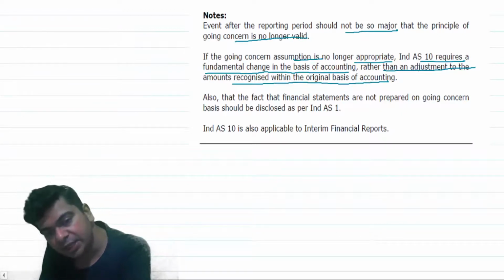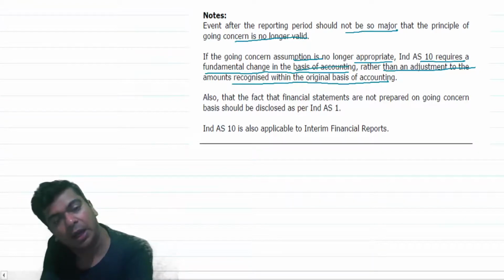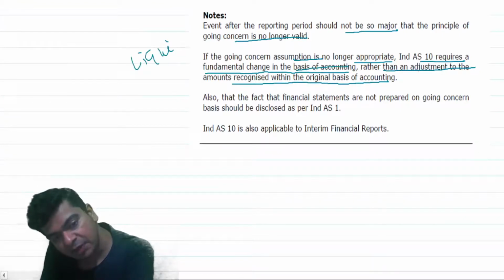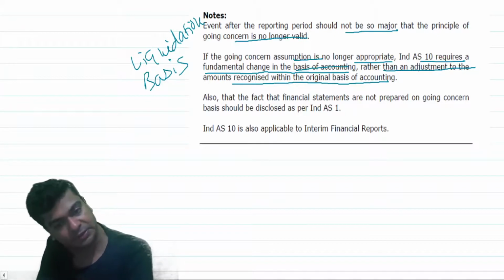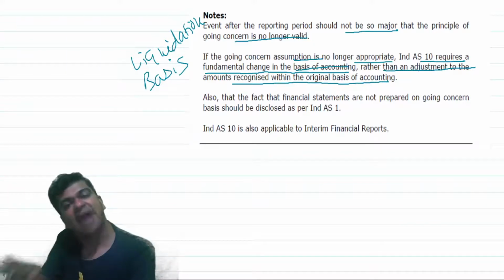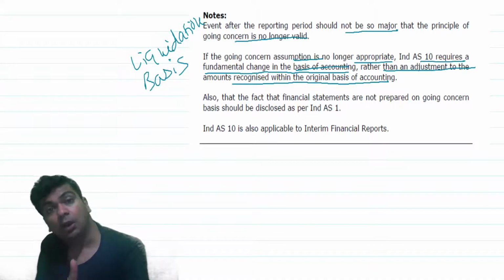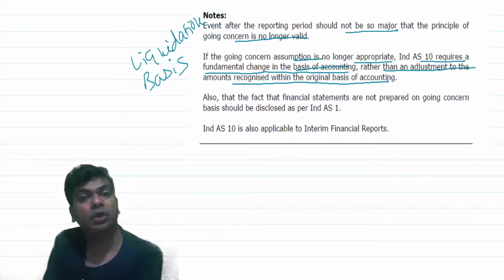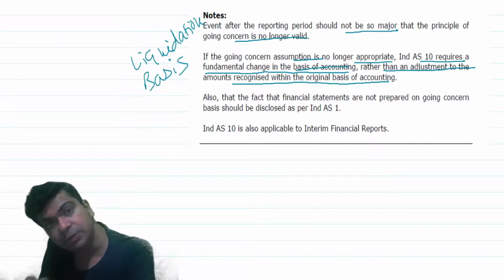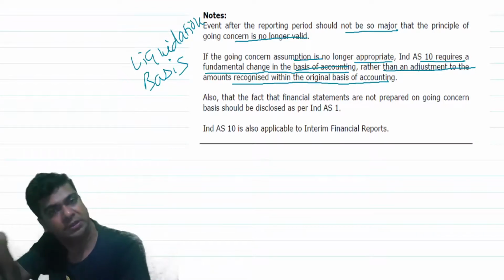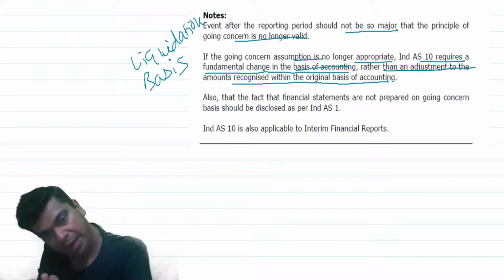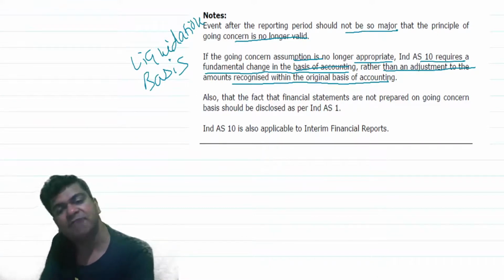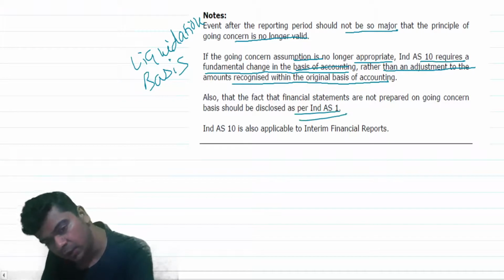So they are saying that you will have to change the basis of your accounting. One of the changes which is possible is that you can prepare your financial statements now on a liquidation basis. And this fact should also be disclosed. Going concern is a fundamental accounting assumption. Fundamental accounting assumption means I am not supposed to disclose this assumption. But because now the going concern assumption is no longer applicable, this fact should be disclosed as per Ind AS 1.